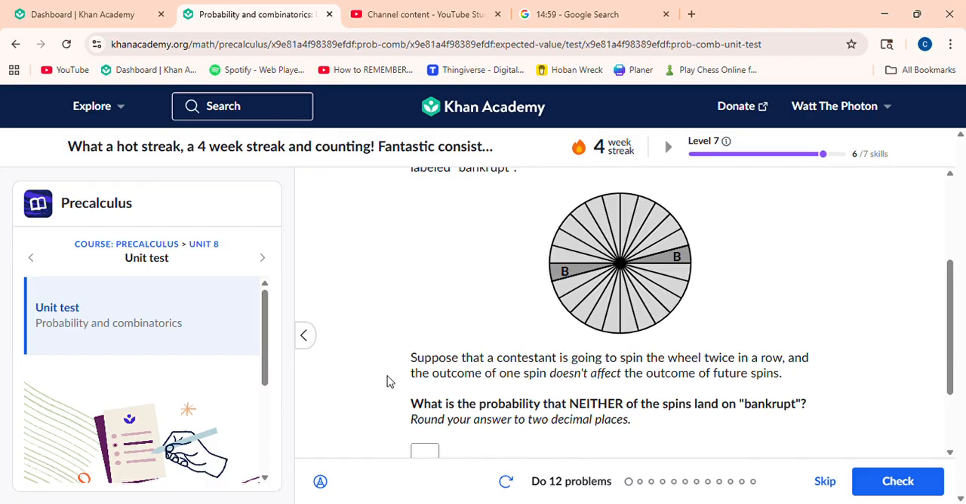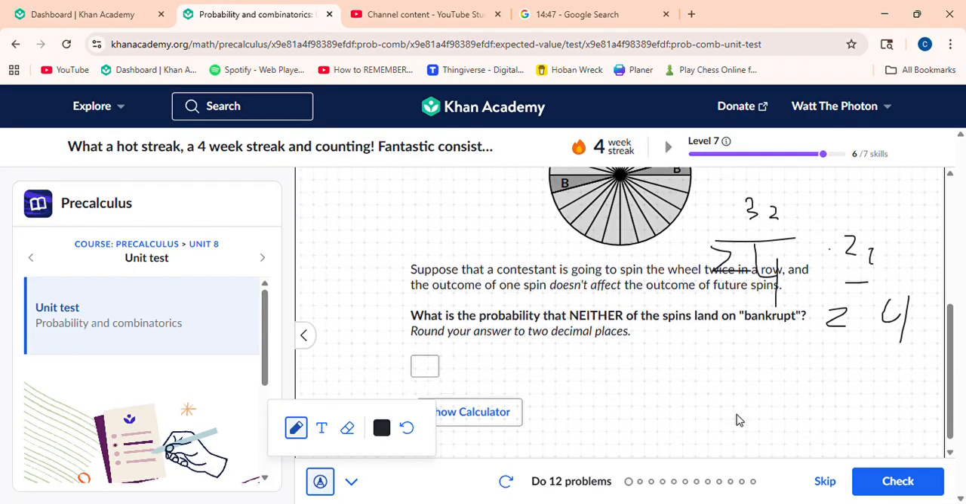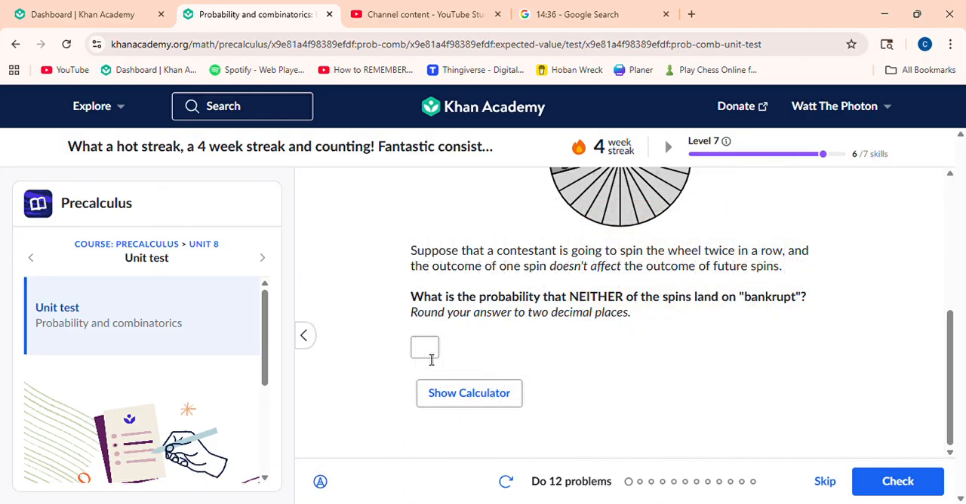That neither of them, so that'd be 22 over 24 times 22 over 24. So we have 22 divided by 24 squared. So that's actually a bit higher than I thought it'd be. It's 84%. Oh, this is 0.084.